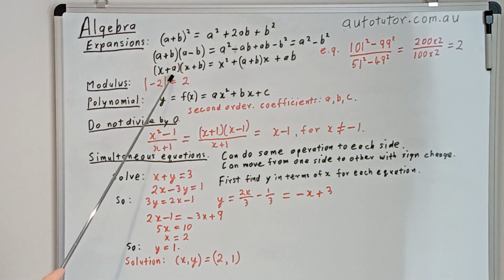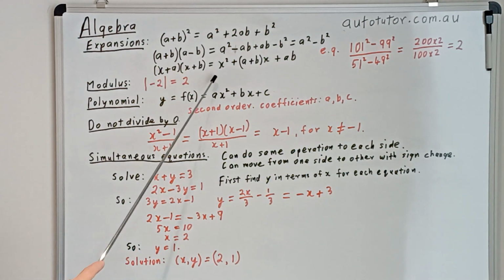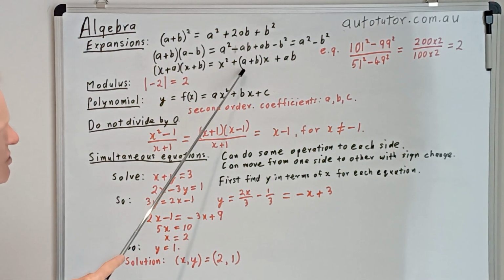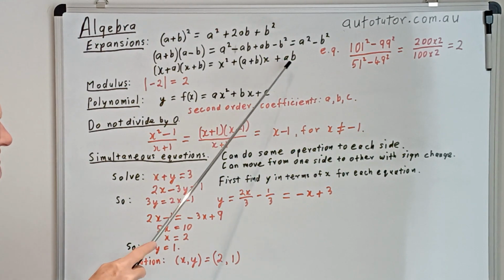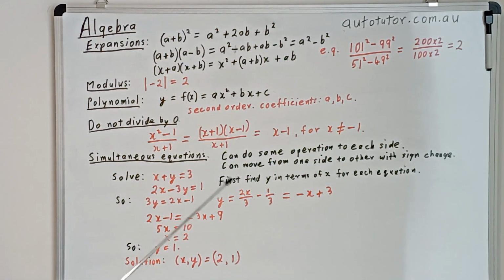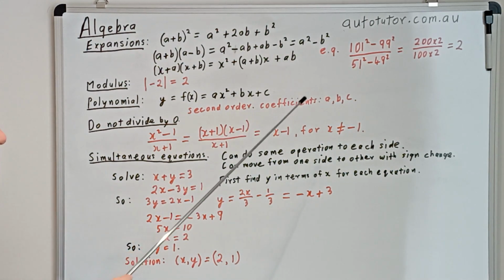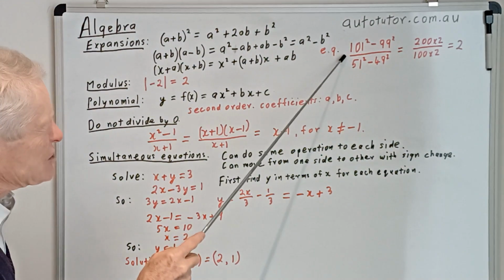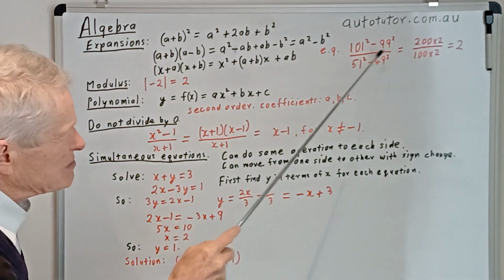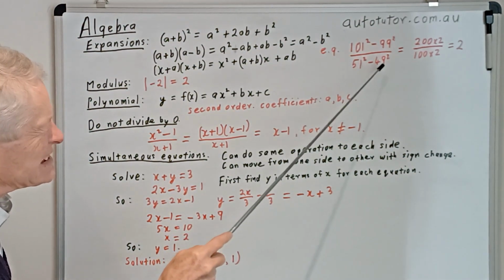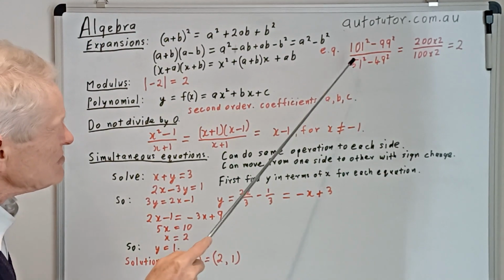Similarly, (x + a)(x + b) equals x squared plus (a + b)x plus ab. Now, as an example of using the second equation here, 101 squared minus 99 squared over 51 squared minus 49 squared.